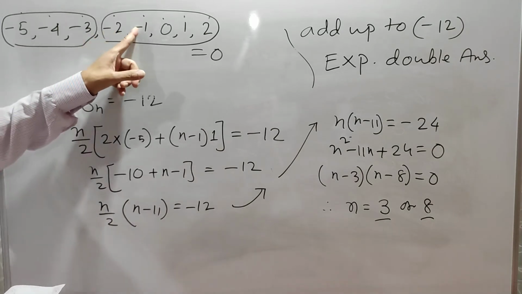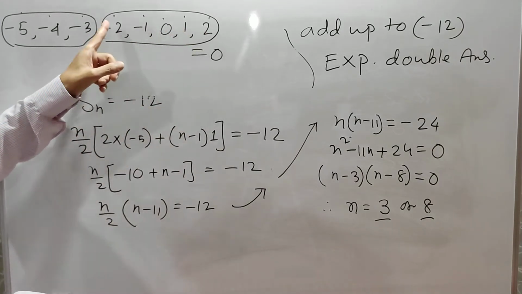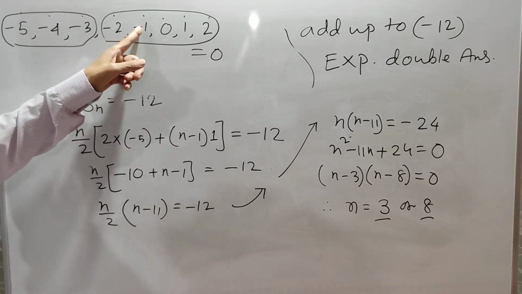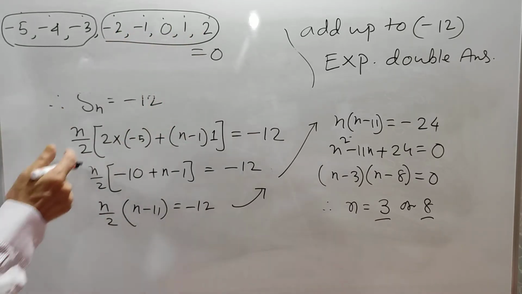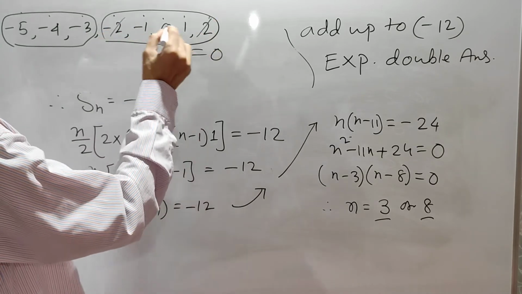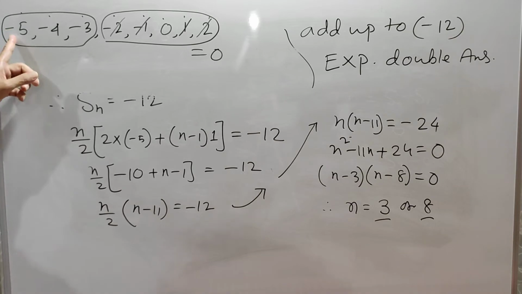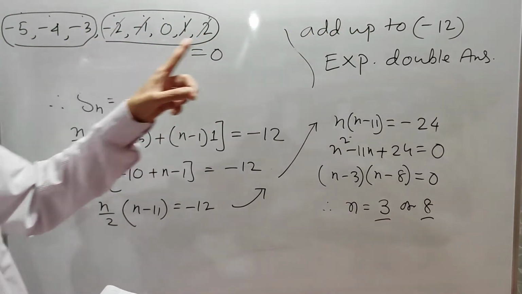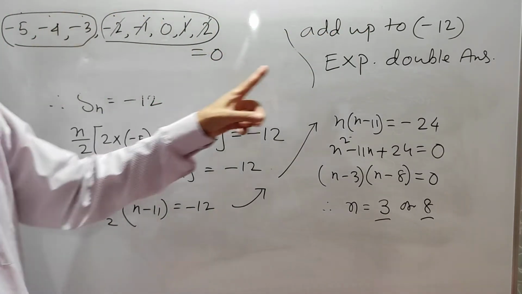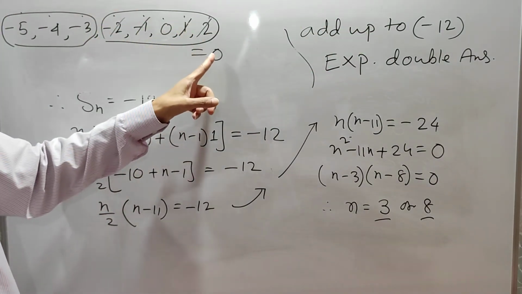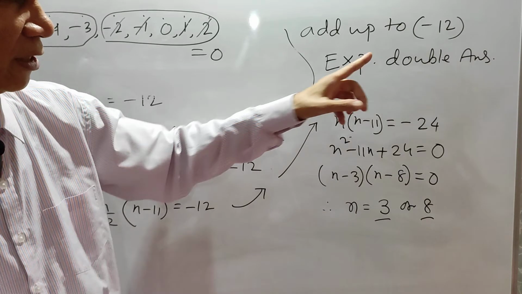So minus 2, minus 1, 0, 1, 2. The sum of these 5 terms is 0. Isn't it? Minus 2, minus 1, 0, 1 and 2. You add up. So minus 2 cancels with 2, minus 1 cancels with 1. So 0. So the sum of 3 terms is minus 12 and the sum of all the 8 terms is also minus 12. So what is the reason? Because the sum of these 5 terms is equal to 0 and that is what you have to write in the explanation.